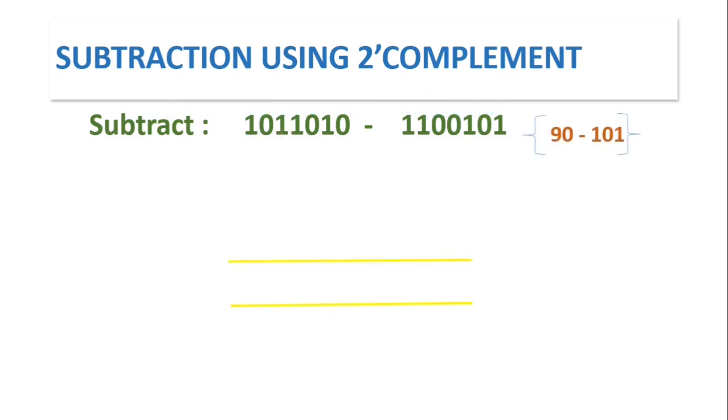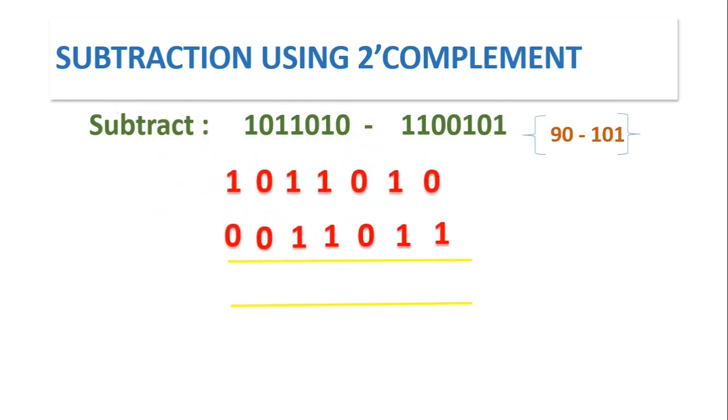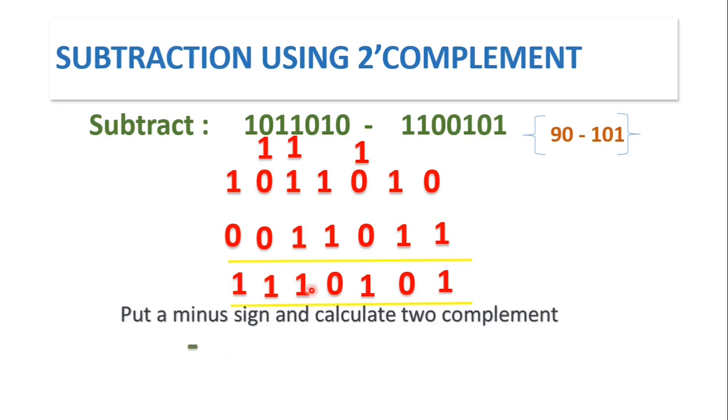So when we do this, we get 0 plus 1 is 1, 1 plus 1 is 10, 1 plus 0 is 1, 1 plus 1 is 10, 1 plus 1 plus 1 is 11, 1 plus 0 is 1, and 1 plus 0 is 1. So here also we are not getting any carry bit, so our answer would be negative. So we'll append a minus sign and we will calculate the 2's complement. When we calculate the 2's complement of this number, we get 0 0 1 0 1 1, which is also equal to minus 11.